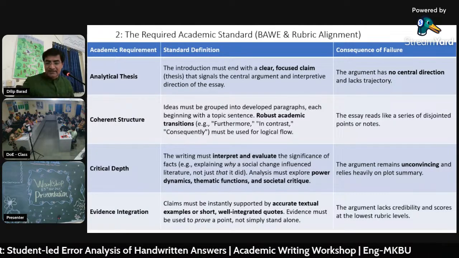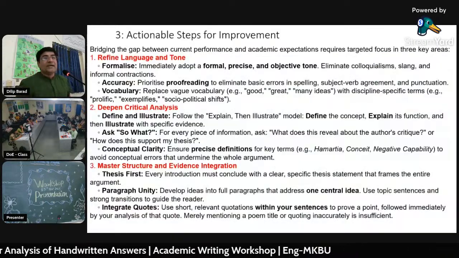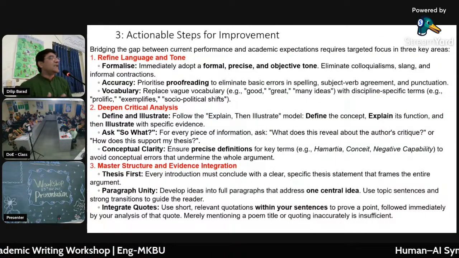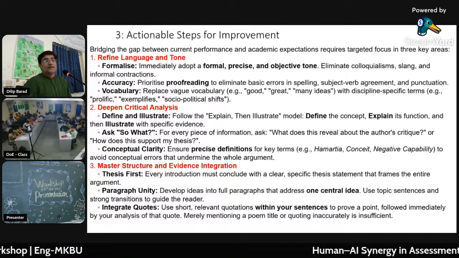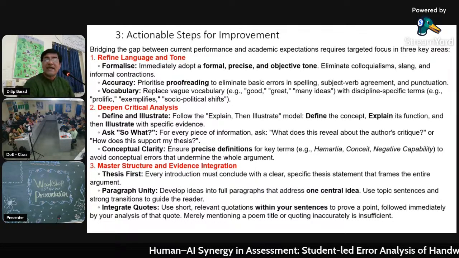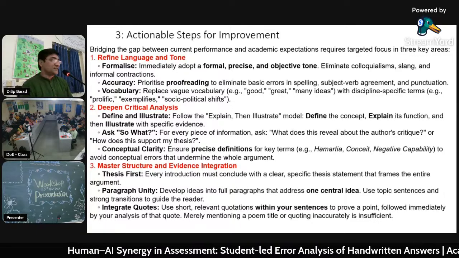That was missing here. And finally, the actionable steps for improvement: refine language and tone, deepen critical analysis, master structure and evidence integration.